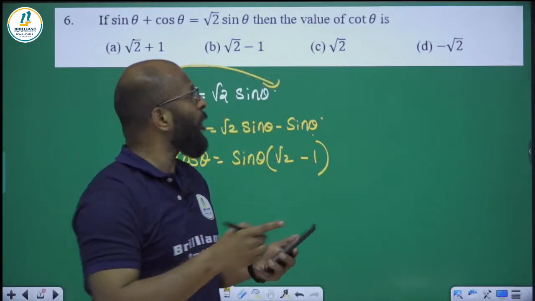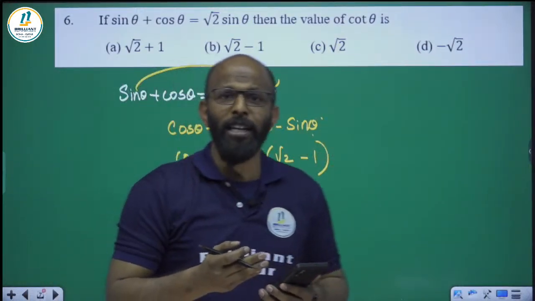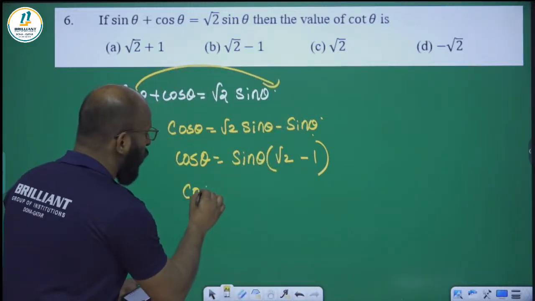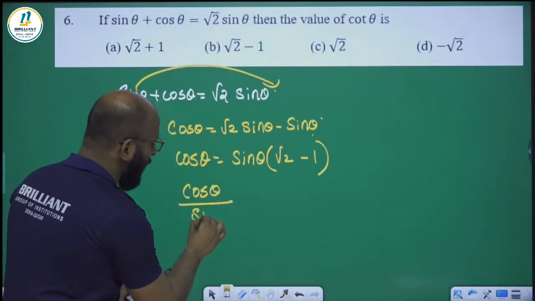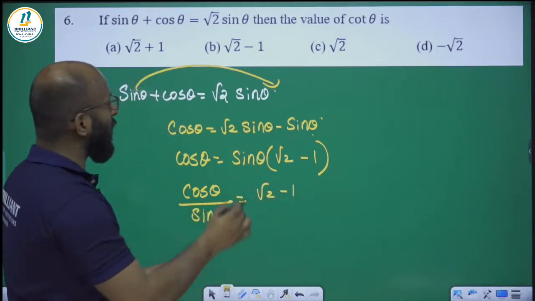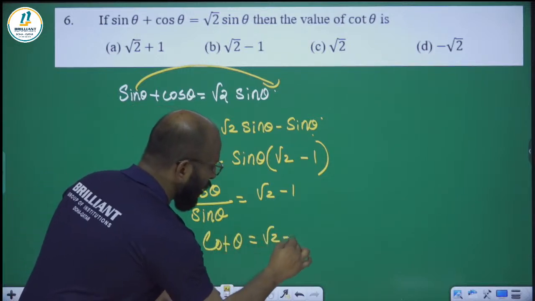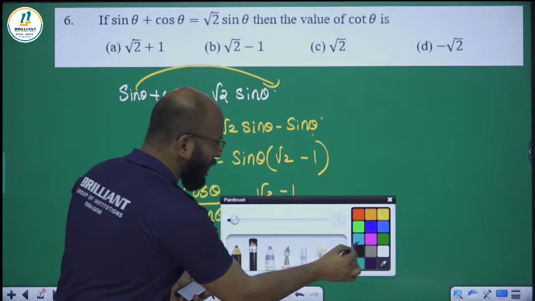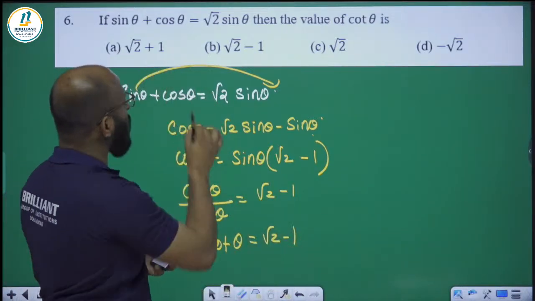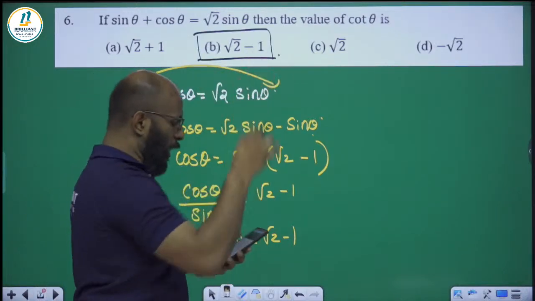The next step, we need to find the cot theta. While seeing this step, you can understand what is the next step, right? Exactly, we will take sin theta into the left side. So we will get cos theta divided by sin theta is equal to root 2 minus 1. What is cos theta by sin theta? Which is equal to cot theta is equal to root 2 minus 1. So what is our option? In our first option, A is root 2 plus 1. Option B is root 2 minus 1. So our answer is option B, root 2 minus 1.